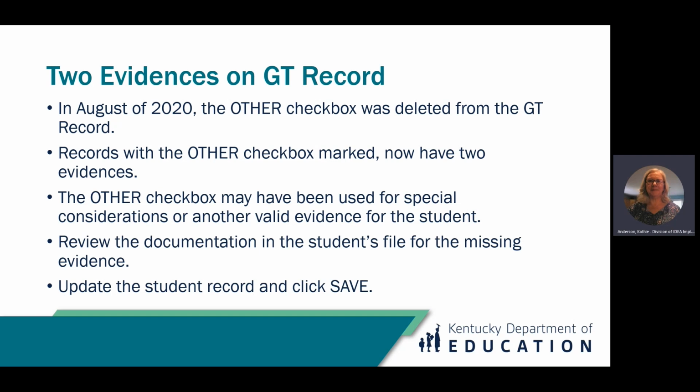And so in order to save the record, you may need to look at the student's folder, identify why the student was identified. It may have been for special considerations, and special considerations may have been written beside the Other checkbox. If this is the reason, then, like I said before, review the documentation in the student's file for the missing evidence.